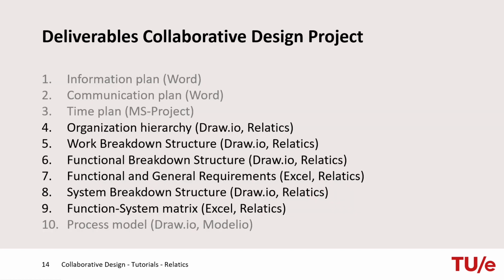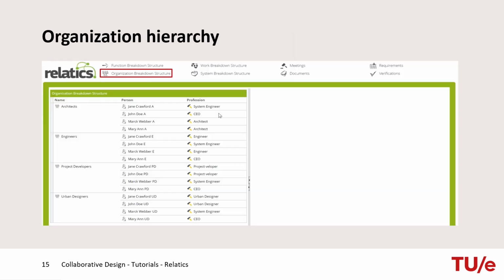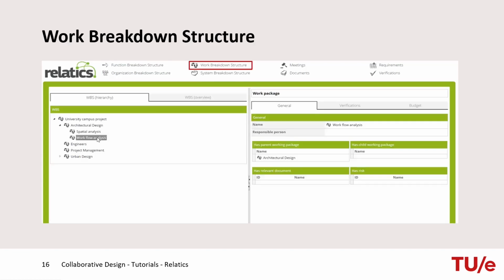Over the course of this project, several deliverables need to be handed in. For most of them, data will be created in Relatics. Others reflect and anticipate on the usage of Relatics to govern information over the course of the project. The organization hierarchy models the structure of the organization. A key advantage of modeling the organization hierarchy in a relational fashion is that roles and responsibilities can be made explicit. The work breakdown structure subdivides the overall work required in the project into chunks.